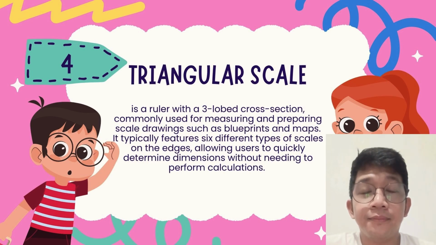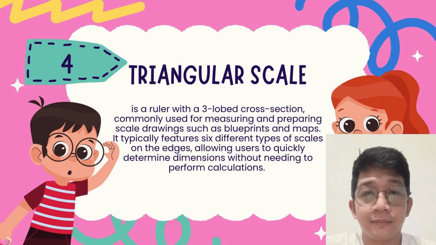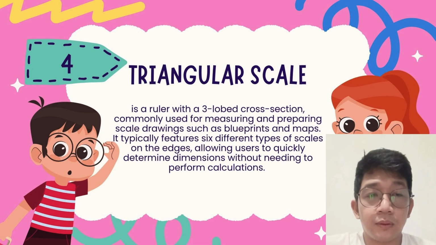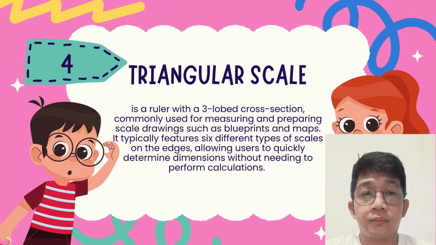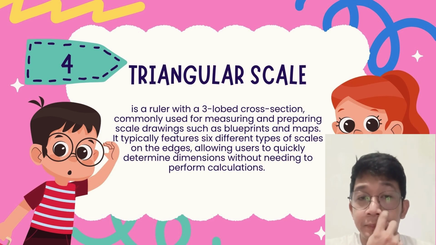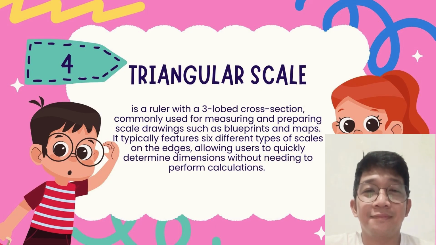Triangular scale. A triangular scale is a specialized measuring instrument used mainly by engineers, architects, and draftsmen. It has multiple scales or ratios marked on its three sides, usually 6 scales in total. These scales allow users to draw and read dimensions in different units or proportions, such as 1 to 100, 1 to 50, or 1 to 25, making it ideal for scaled drawings like floor plans, maps, or blueprints.